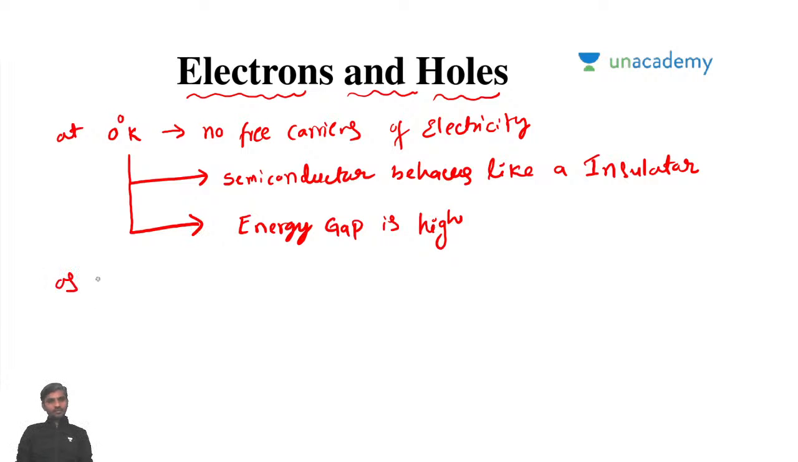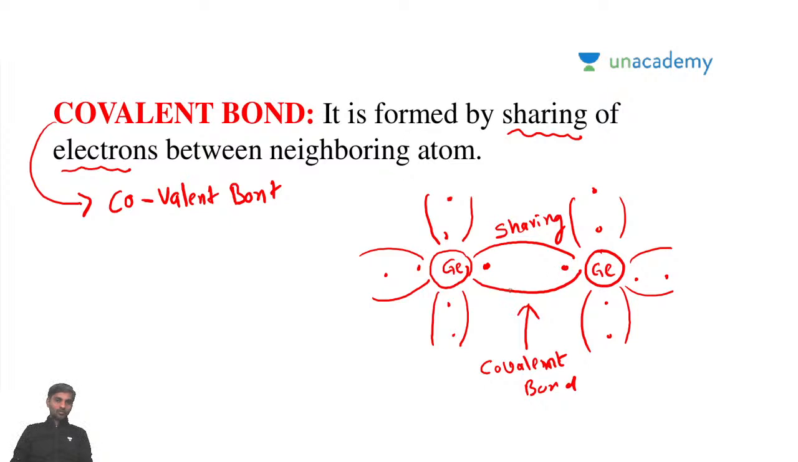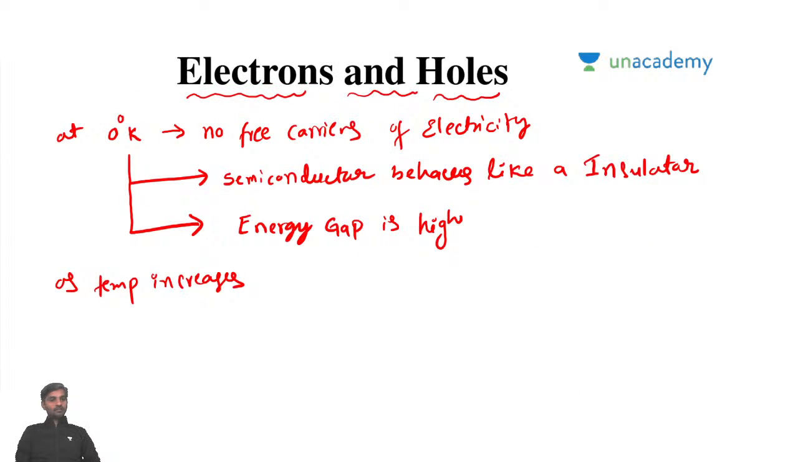Now, as the temperature increases, tell me what happens. The electrons in the covalent bond, just what we discussed, gain some energy and go out of the covalent bond. So this covalent bond will be broken. As the temperature increases, some covalent bonds will break.